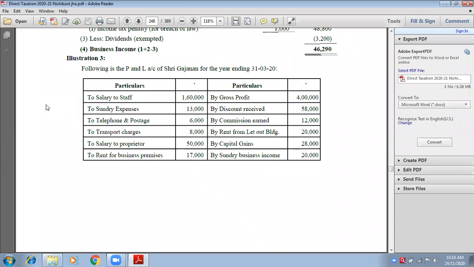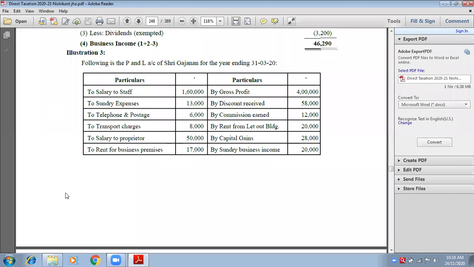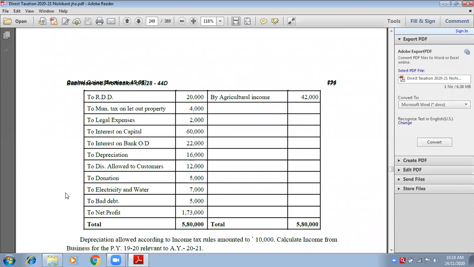Computation of income from business. This is the statement heading. So you can start making your statement, that is particulars, inner column and outer column. So shall we begin with the solution part? Yes, ma'am. Okay, see now. We always start with net profit, and that is given in the question. Write down net profit as per P&L account.